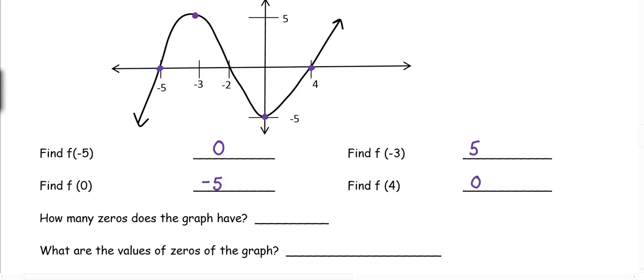How many zeros does the graph have? So a zero is when it crosses the x-axis. So I have 1, 2, 3. So how many zeros does the graph have? 3. What are the values of the zeros? So what are the x-coordinates of my zeros? x equals -5, x equals -2, and x equals 4.